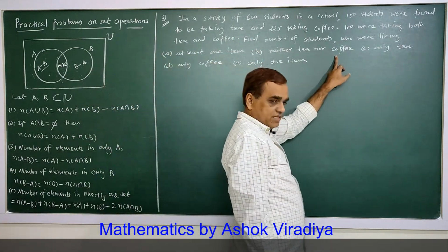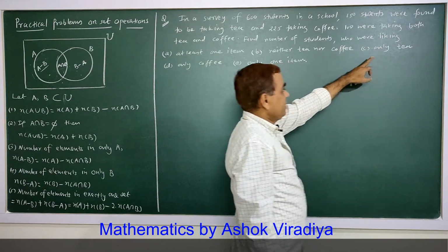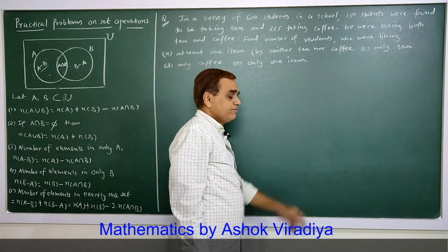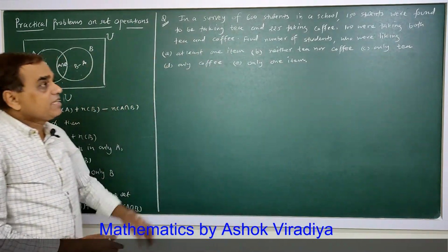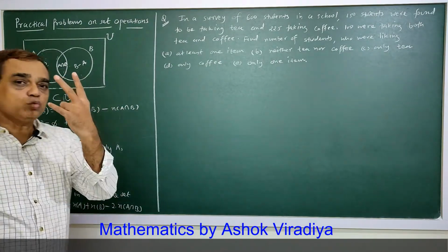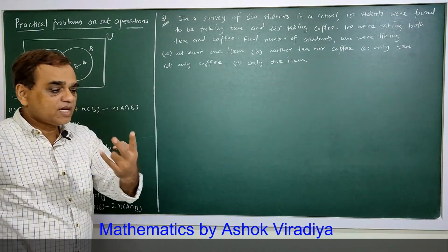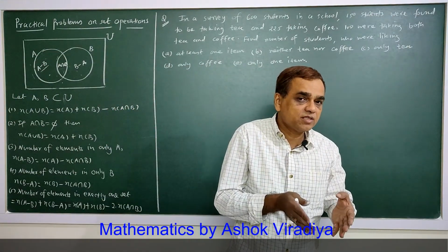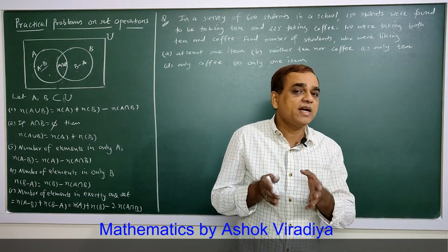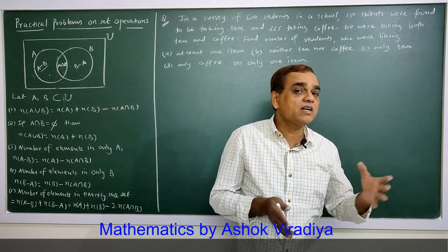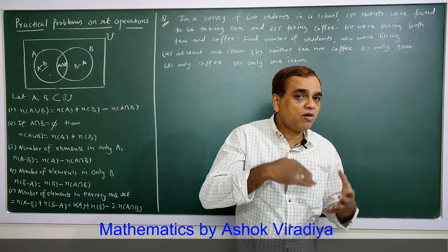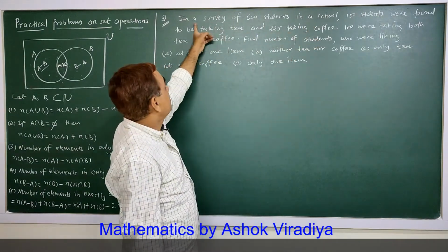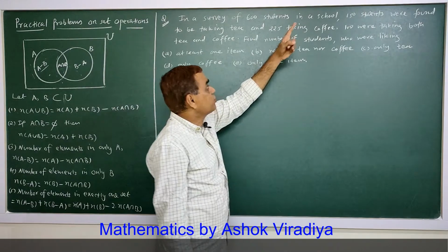neither tea nor coffee, only tea, only coffee, only one item. So here this practical problem is related with two sets. There are two sets in this problem. A set containing students liking tea and a set containing students liking coffee, and they all belong to a school, and there is a survey that has been done on 600 students in a school.